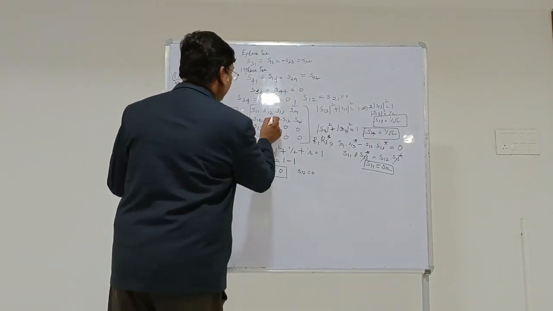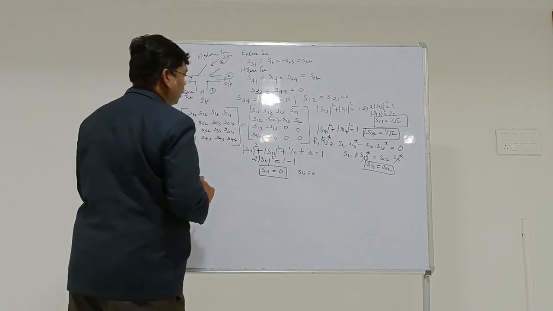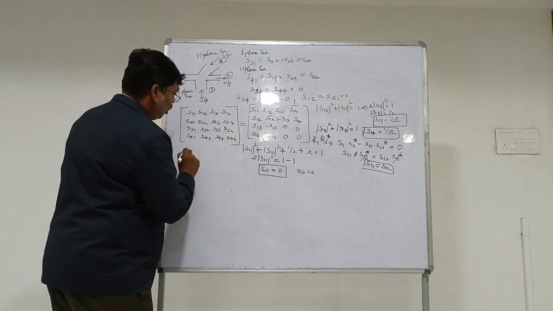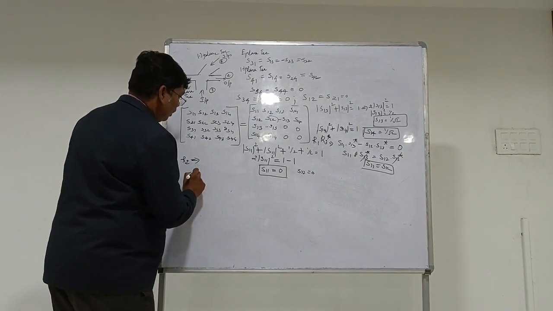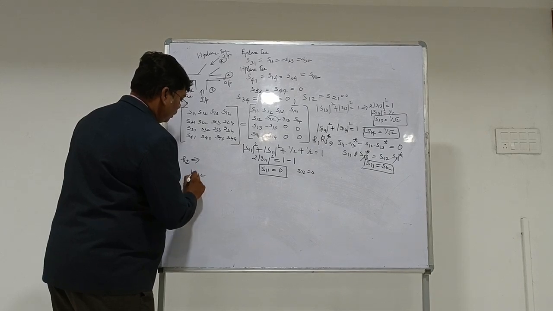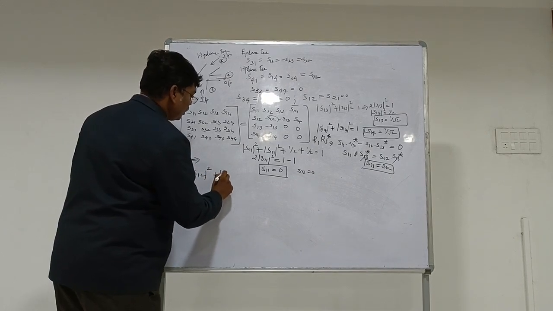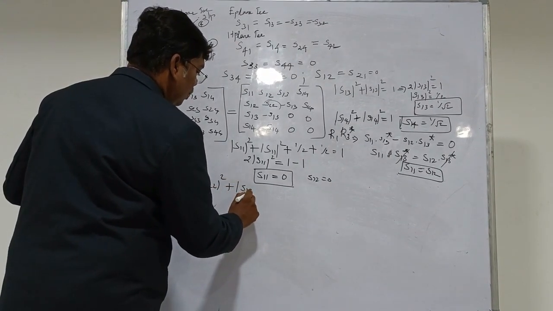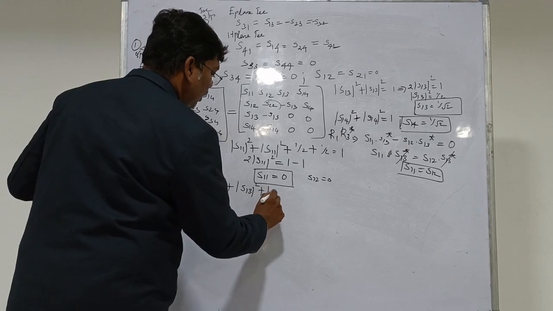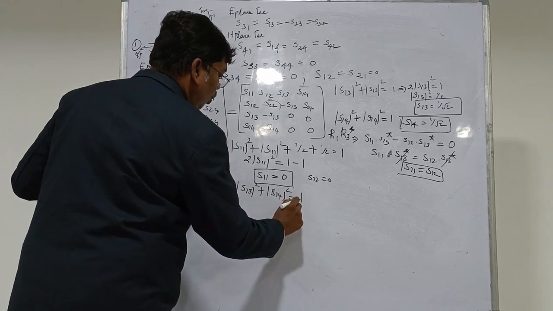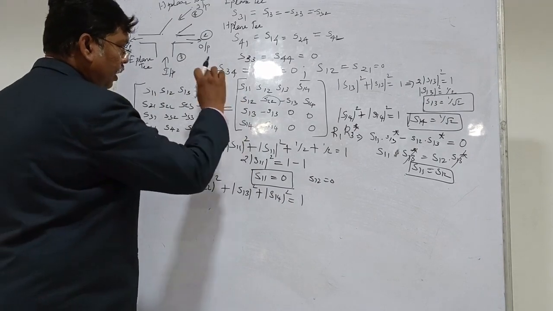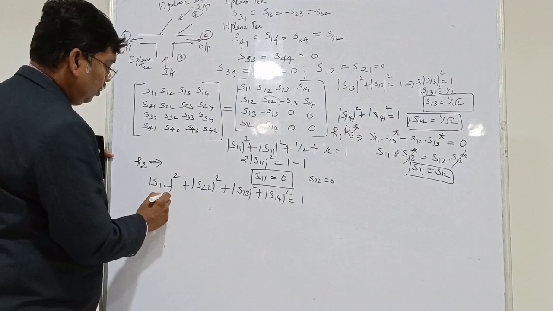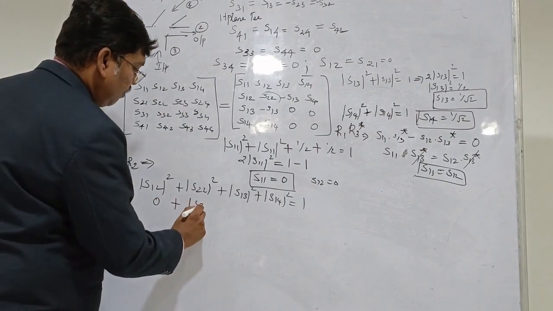Next, we need to find out the value of S22. So I am framing the equation for row 2, that means row 2 multiplied with row 2's complex conjugate. Row 2 I am forming: modulus of S12 squared plus modulus of S22 squared plus modulus of S13 squared plus modulus of S14 squared is equal to 1, because I am doing the same thing for the same row. So this is S12, which is 0, plus S22, that is the value I need to find out.